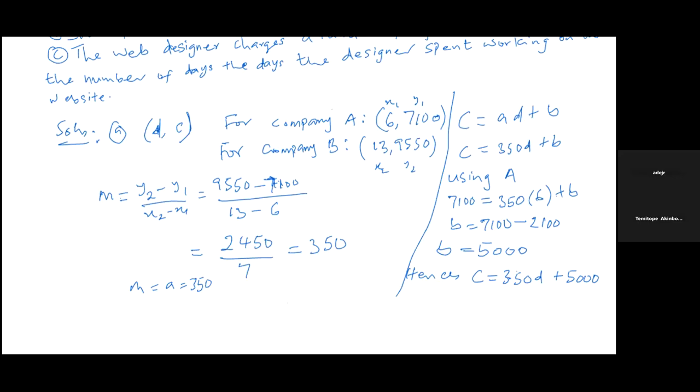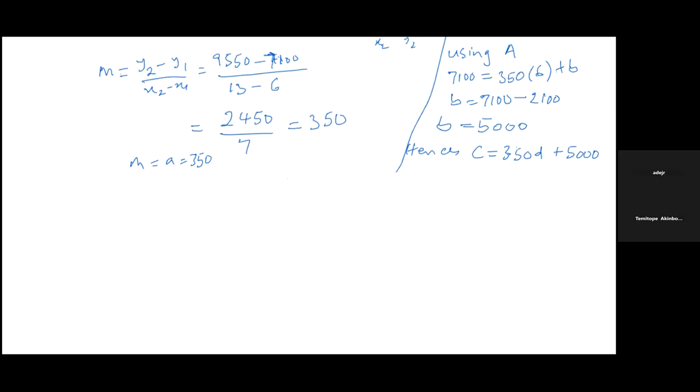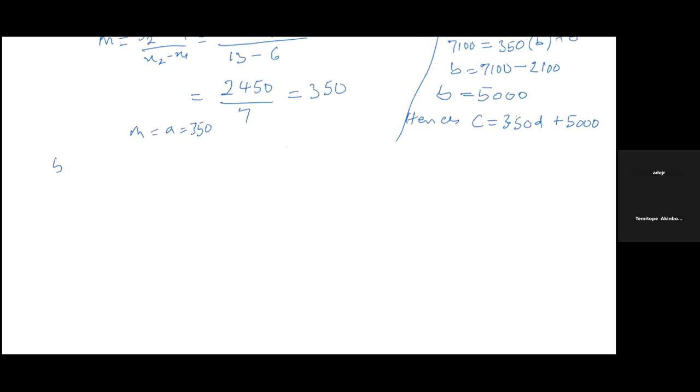For question B, we are asked to interpret the values of A and B. I want you to attempt it. Interpret the value of A and B in the model. We have determined the value of A to be 350 and the value of B to be 5,000. What does that mean?